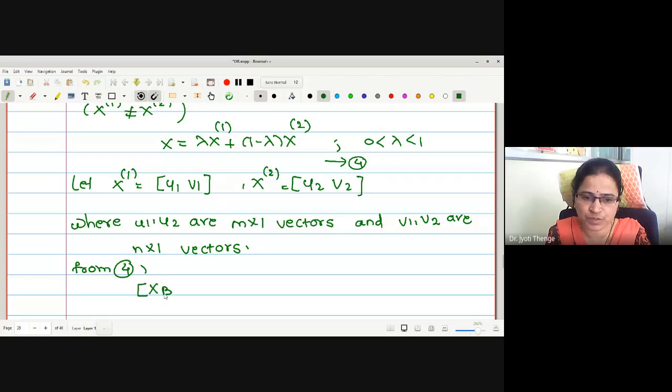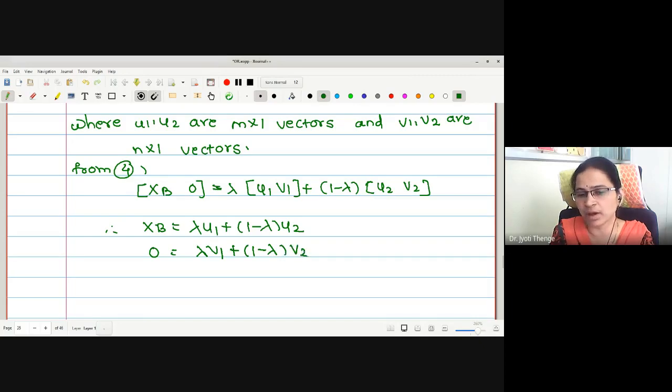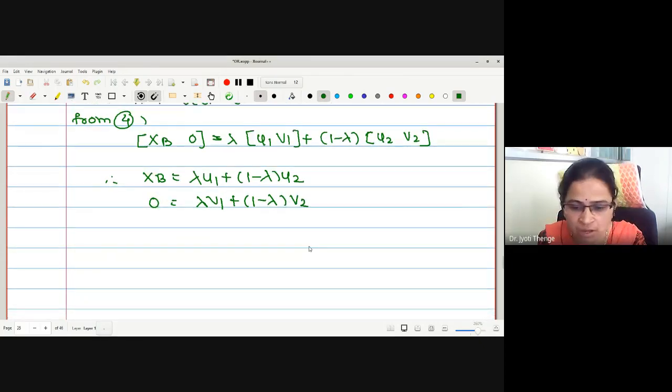X is xb0 is equal to lambda times x1, this is u1 v1, plus 1 minus lambda times u2 v2. Okay, so let us equate vector-wise instead of coordinate-wise. Therefore, first, xb is equal to lambda u1 plus 1 minus lambda u2. Similarly, the 0 tuple vector 0 is equal to lambda v1 plus 1 minus lambda v2. Now look at this equation number 2 carefully.